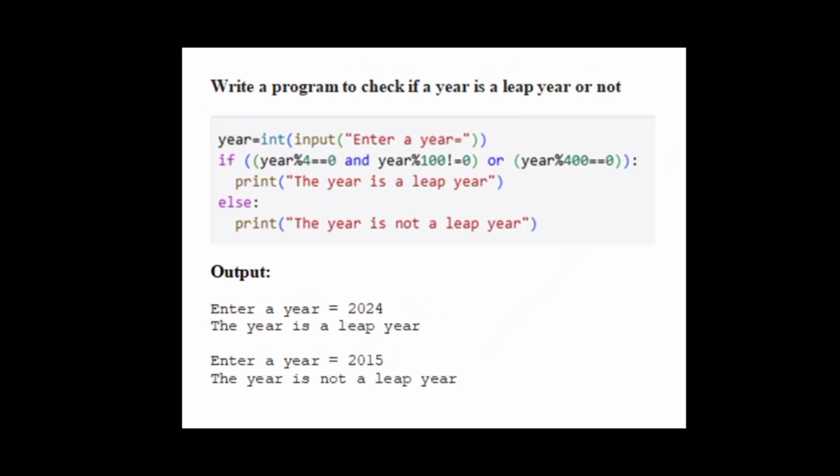Write a program to check if a year is a leap year or not. So year equal to int input, enter a year, that should be under double quotes. If year % 4 == 0 and year % 100 != 0, or year % 400 == 0: print the year is a leap year, else print the year is not a leap year. So enter a year. If we put 2024, the year is a leap year. Enter a year. If we put 2015, the year is not a leap year.